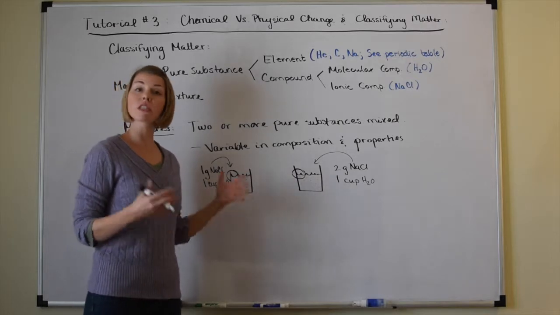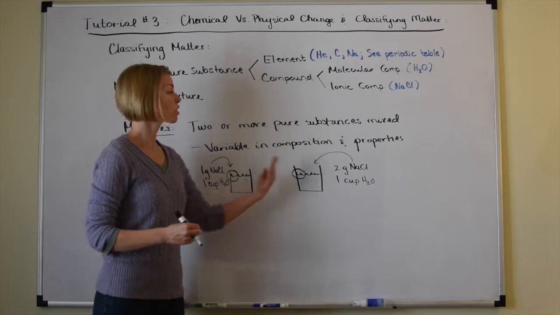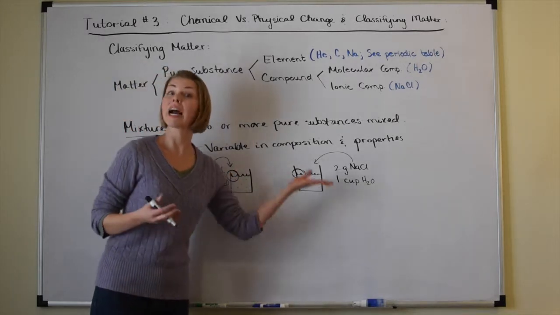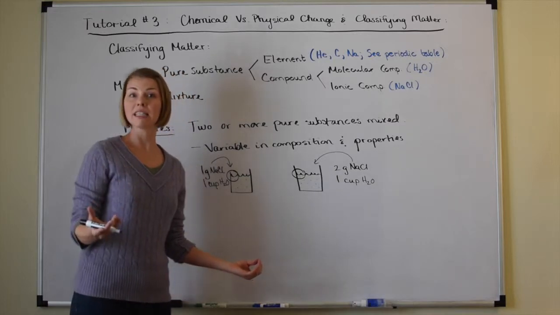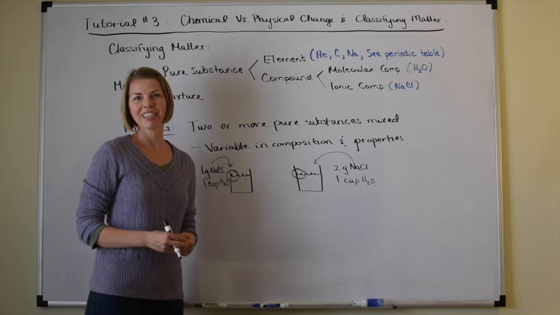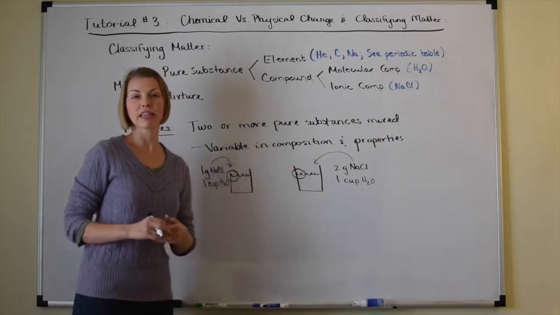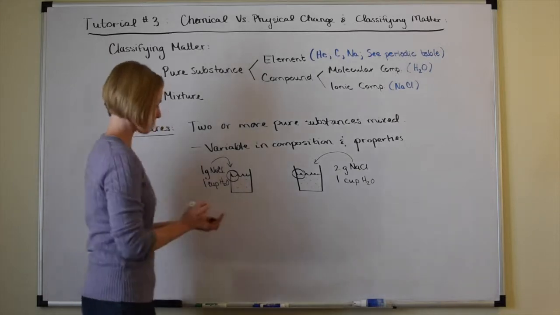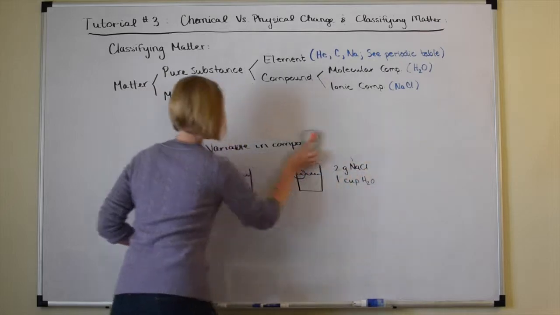These 2 solutions, even though they're both salt water, would also have different properties. The more salt you dissolve into the water, the higher the boiling point would go, the lower the melting point, the greater the density. Clearly the taste is going to be different. It's going to taste more salty. So that's what we mean when we say variable in their composition and variable in their properties. So I'm going to erase here.